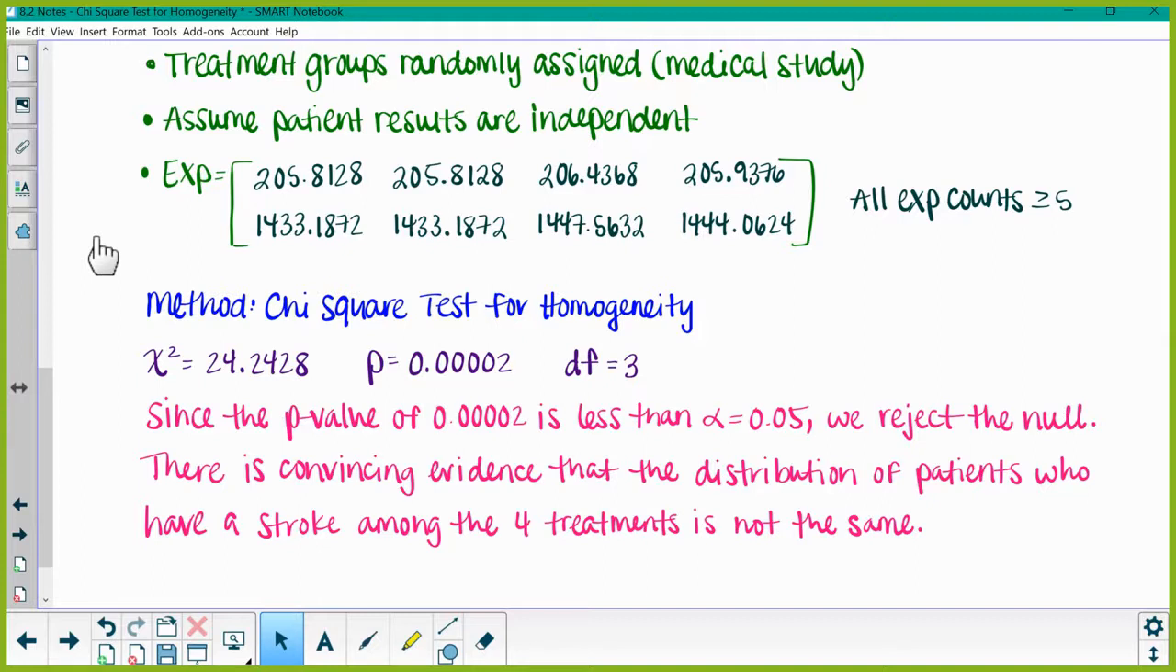Now, we can't necessarily make the conclusion that one is actually doing its job, because we don't really have cause and effect unless we're in a completely enclosed environment where we know all of the controls. And yes, this is a medical study, so we can assume it's doing what it's supposed to, but I wouldn't draw that conclusion here just because I don't know for sure. But we can say, based on what we know, the distribution is not the same.